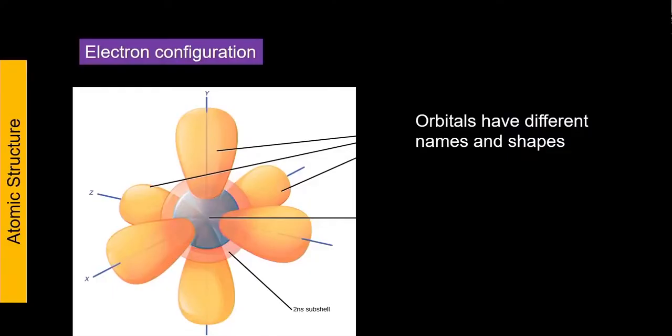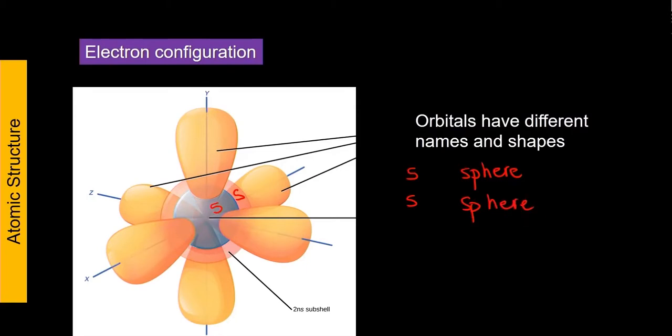The first one is the s orbital. So you'll see on this diagram, in the middle, there is a blue-looking sphere, and that is the first energy level. So the first one is s, and it is sphere-shaped. The second one you see is slightly pink. That one over there is also an s orbital, and it is also a sphere.